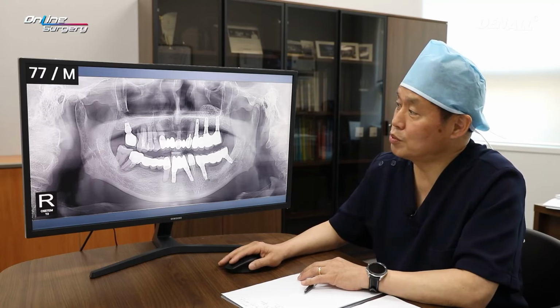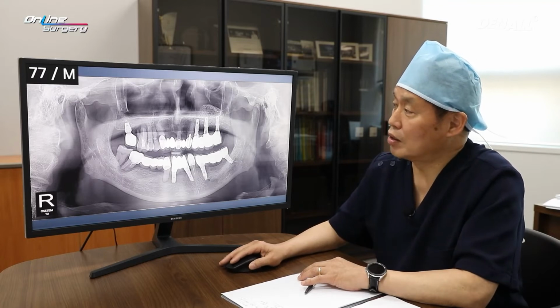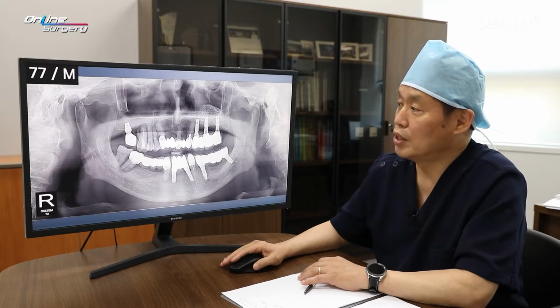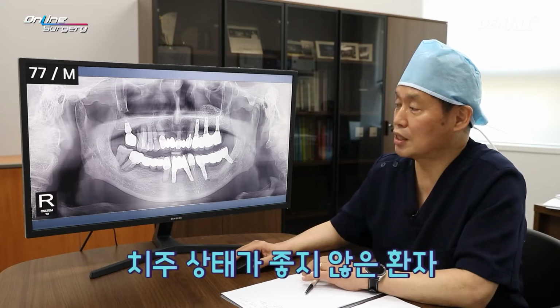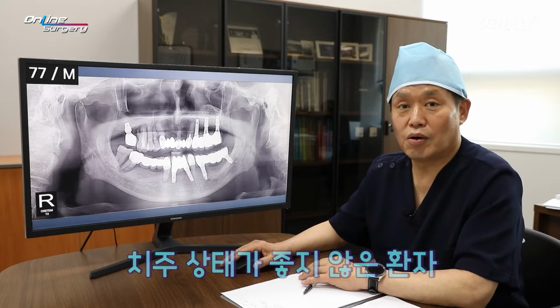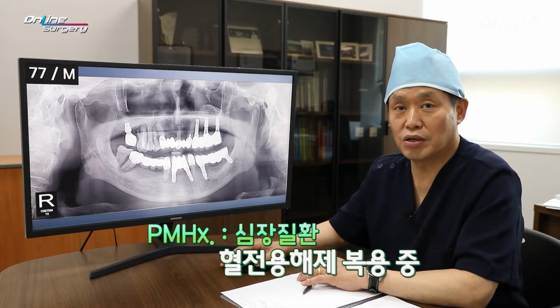Today, I'm going to talk about surgery with you. The patient of the day is a 77-year-old male patient who received a lot of implant surgery from other private clinics, and now you can see that the periodontal condition is not very good.